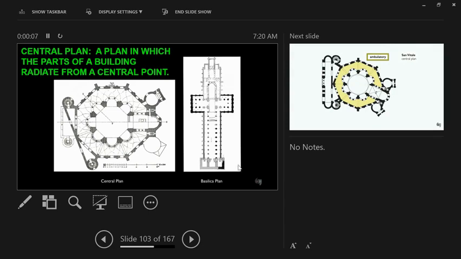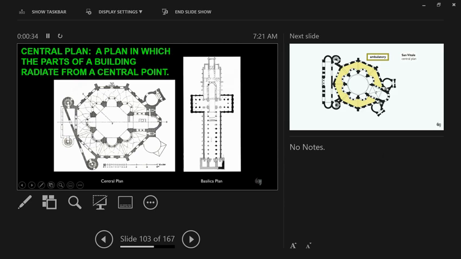In the East, in Byzantine, churches look like this one on the left. In the West, in Europe, churches look like the one on the right. So the octagonal one, that is central plan, and the one that looks like a cross, that is the basilica plan.